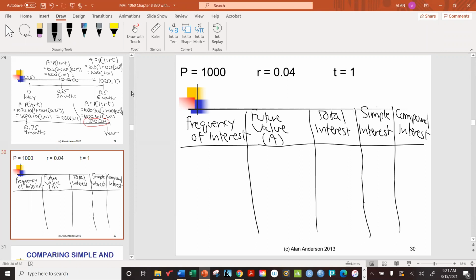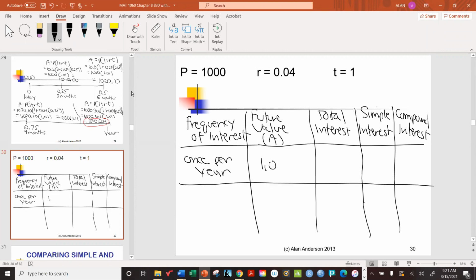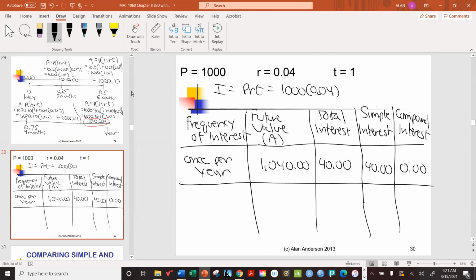So in the first example, interest was paid once a year. And you recall that we ended up with $1,040. So the interest that we earned was $40, all of which was simple interest, which means that none of it was compound interest. Now remember, simple interest, I equals PRT, 1,000 times 0.04 times 1 is 40. Now that never changes.